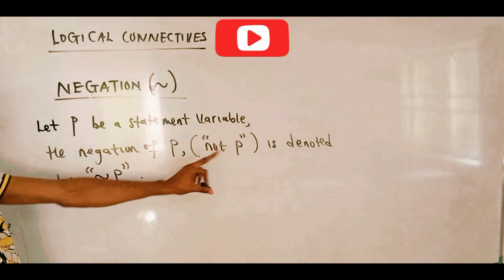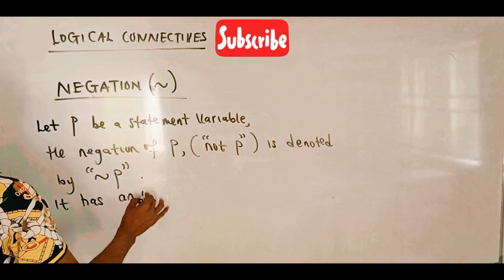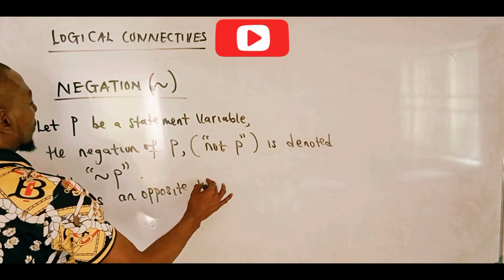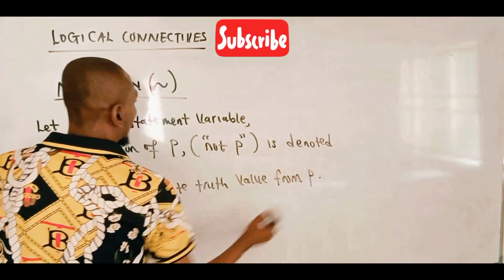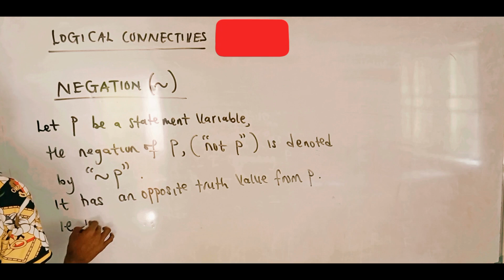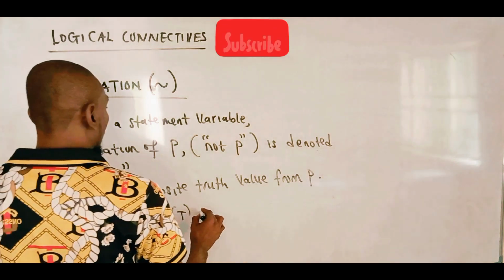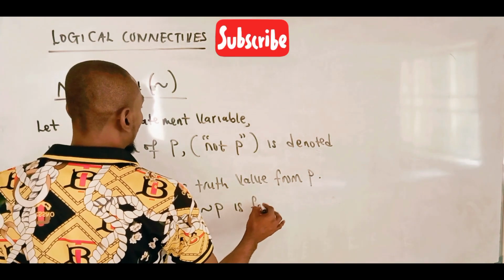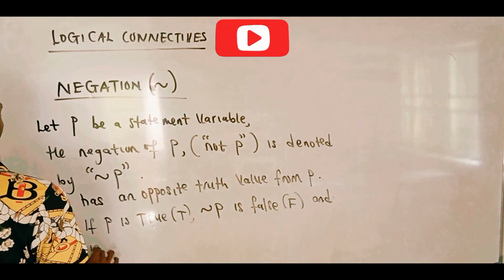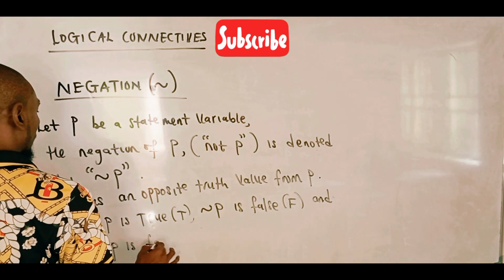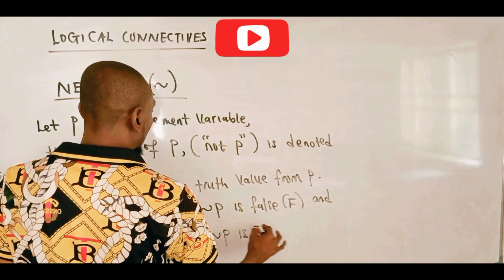Okay? The meaning is what? Not P. It has an opposite truth value from P. That is, if P is true, negation P is false. And if P is false, negation P is true.